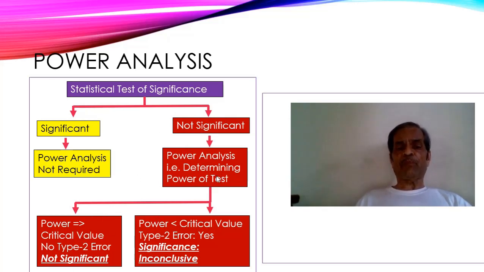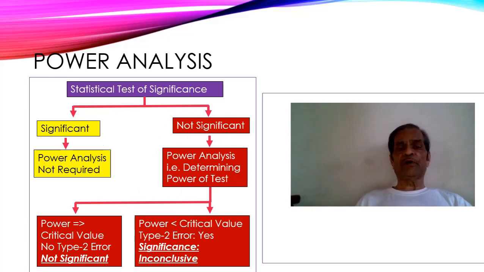However, if on power analysis you find that the power of the statistical test was less than the critical value, that is 80% in most of the cases, we declare in that situation that the type 2 error has occurred. And this conclusion, not significant, remains inconclusive.